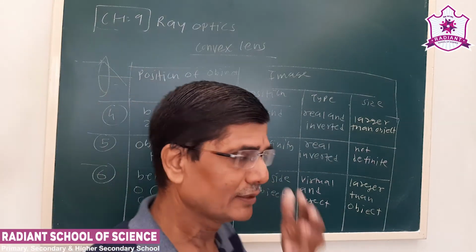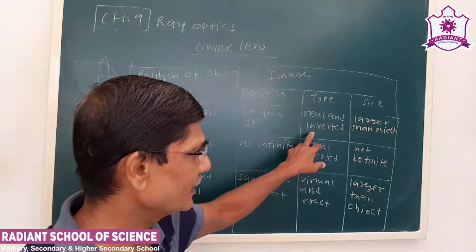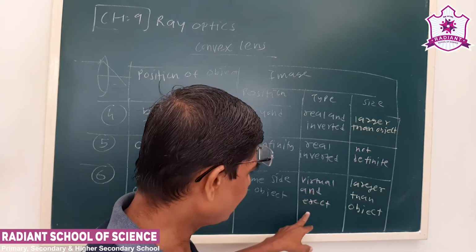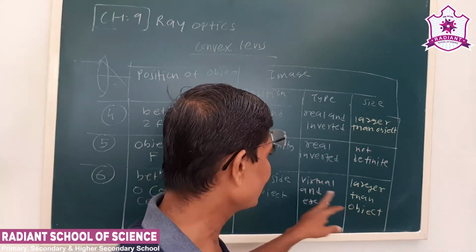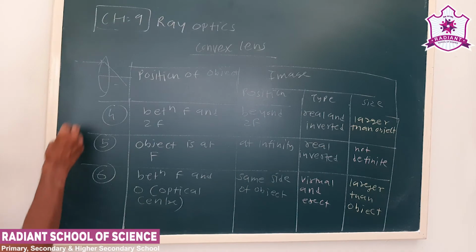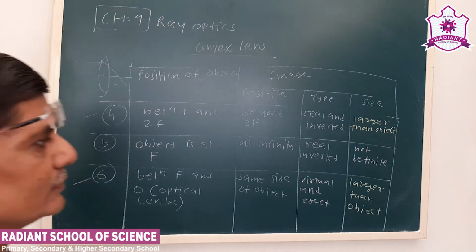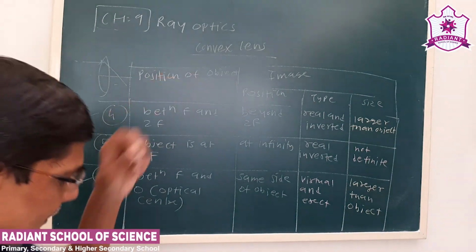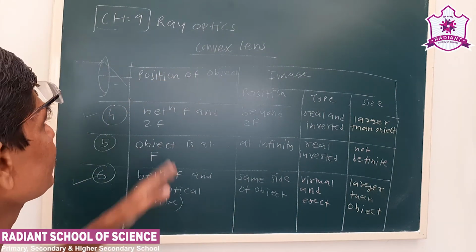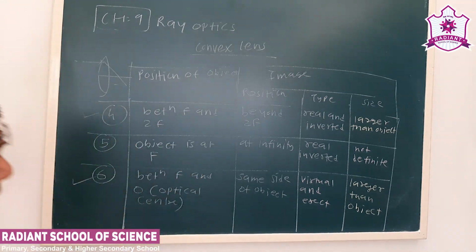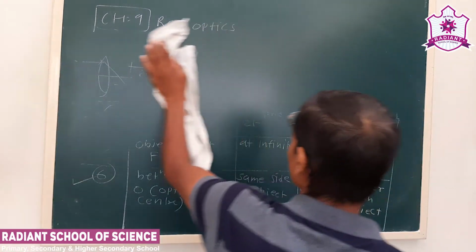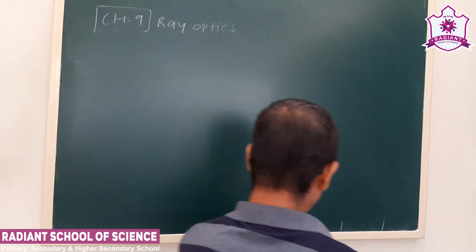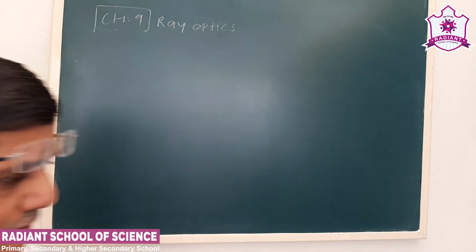There are two possibilities. One, the image is real and inverted and larger than the object. Second possibility, the image is larger but it is virtual and erect. So these 2 conditions we have to remember very well when we want to obtain a larger image of an object from a convex lens. So these are the 6 cases for the convex lens. Now, as I told, you try to draw the diagram and verify what we have written here.